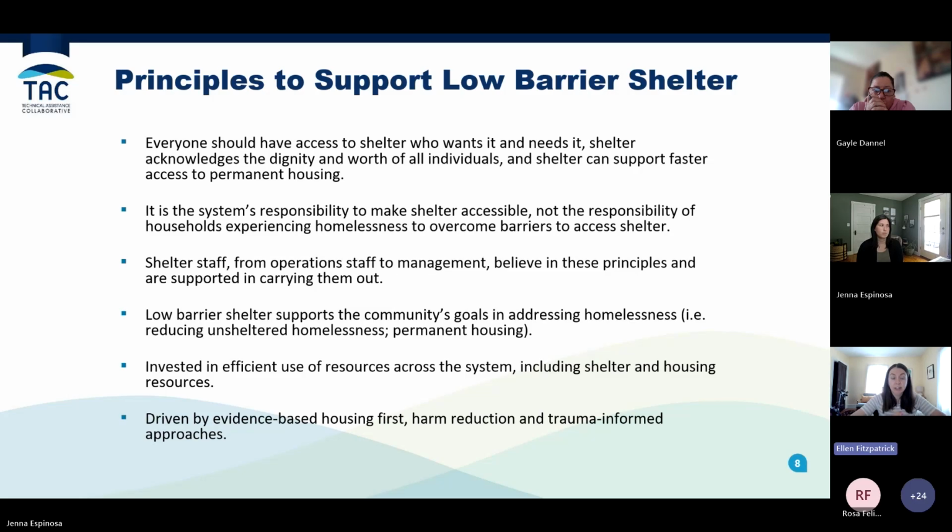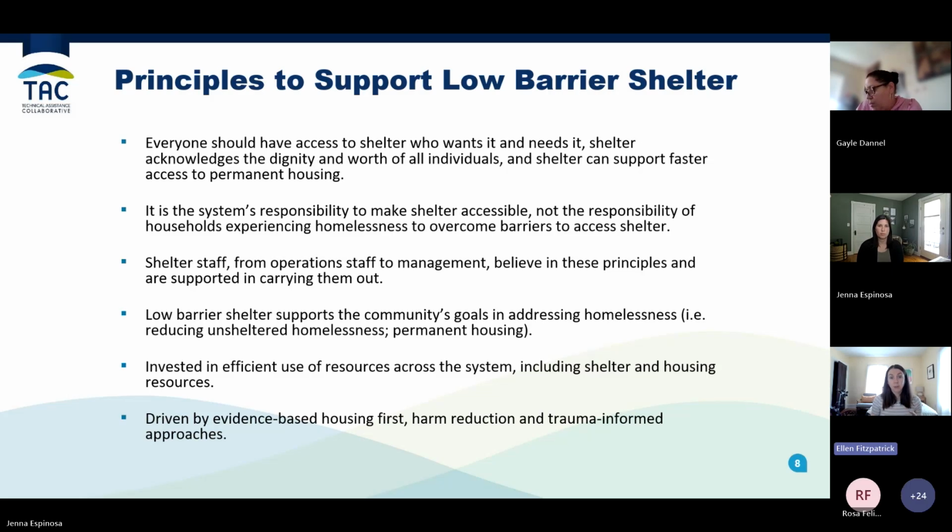Belief in the efficient use of resources across the system. So investing resources wisely, including housing and shelter resources. And then lastly, that the work is driven by an evidence-based housing first, harm reduction, and trauma-informed approaches.